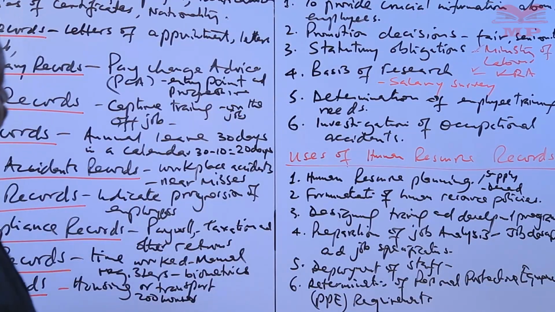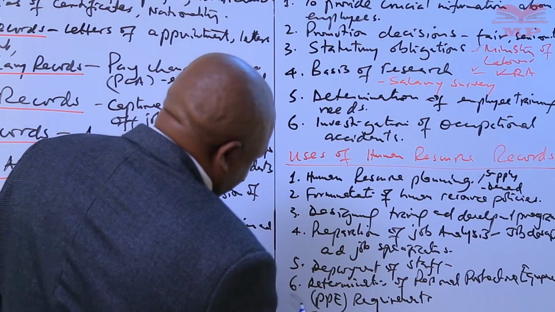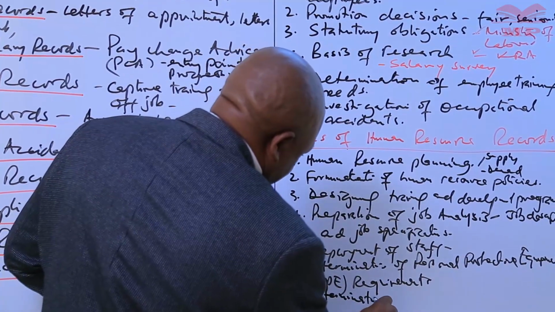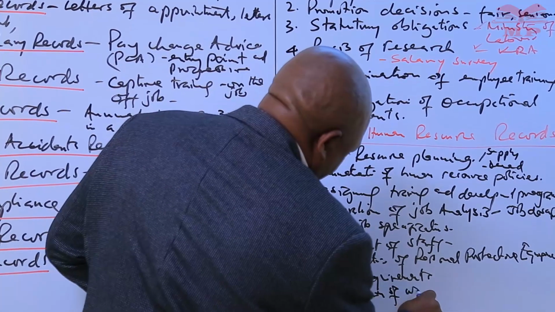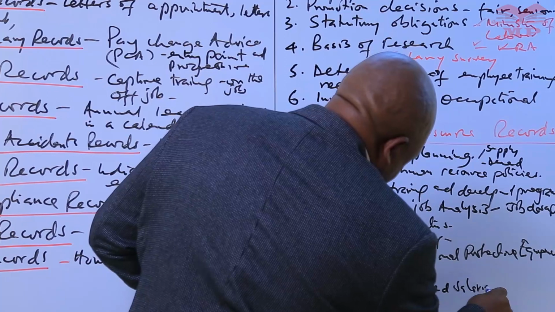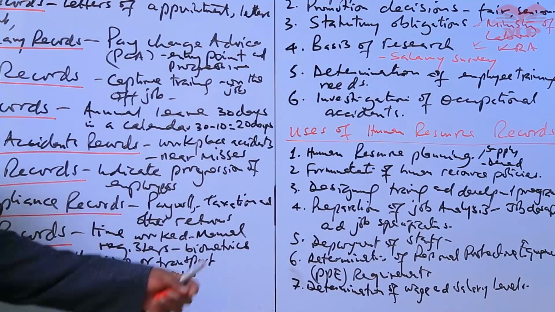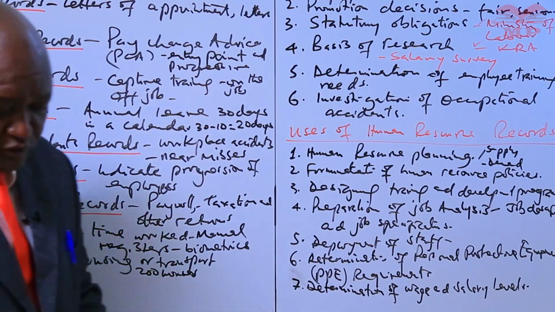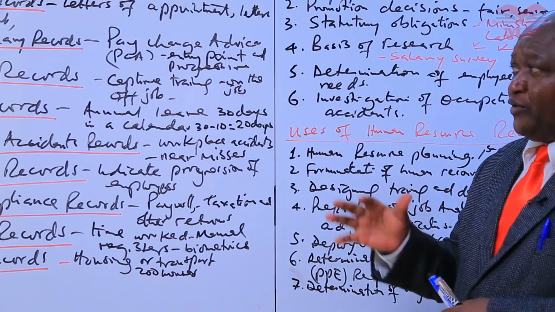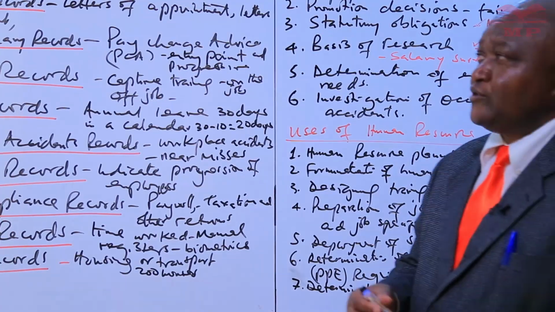There is also the issue of determination number 7, determination of wage levels, wage and salary levels. So dear learner, there could be many reasons or there could be many uses of human resource records, why organizations keep these particular records. So we can be able to run through again very quickly in terms of what we have done in our lesson today.